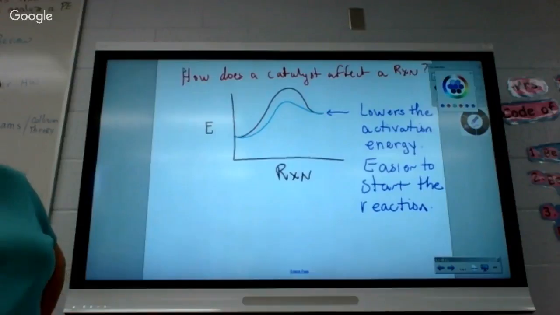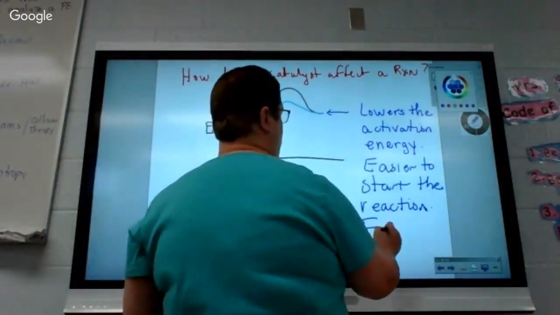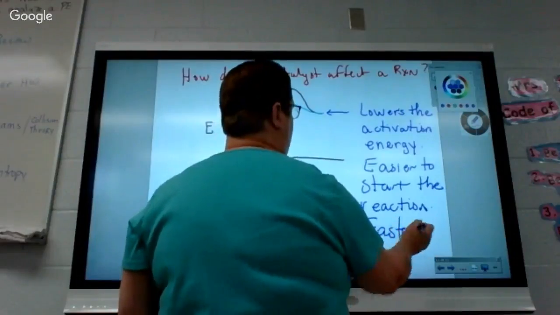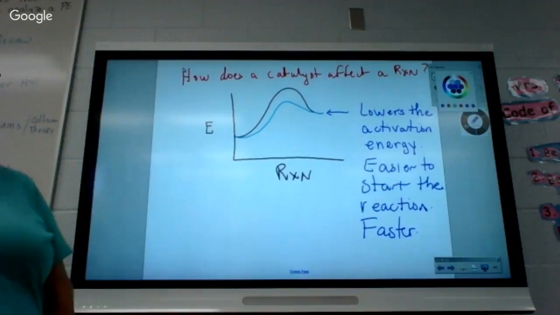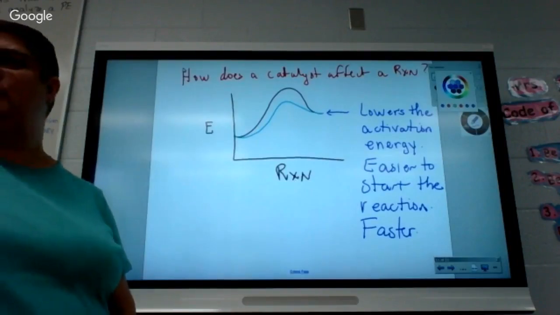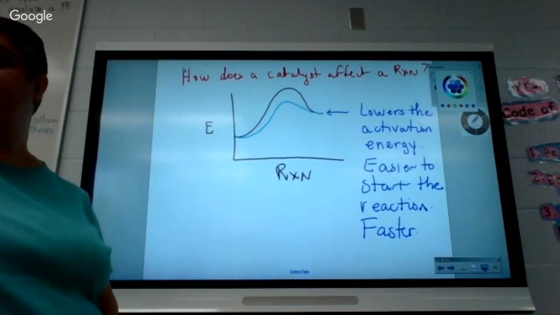Now, if it makes it easier to start the reaction, it makes it faster. Generally speaking, if it's easier to get y'all out of the bed in the morning, you're going to be what? Faster getting ready. If it's harder to get out of the bed in the morning, you're generally what? You're grumpy, yes, but you're also what? You're slower to get done what you need to do. Reactions are the same way. Questions?